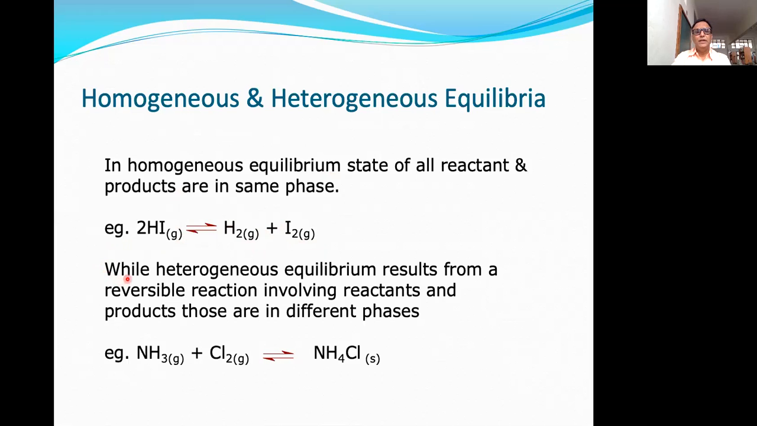Next is the heterogeneous equilibrium. Heterogeneous equilibrium results from a reversible reaction involving reactants and products that are in different phases. Consider this reaction: ammonia gas combines with hydrogen chloride gas. The reactants are in the gaseous state, but they combine to form the product ammonium chloride, a solid. There are different phases, so it is a heterogeneous equilibrium.